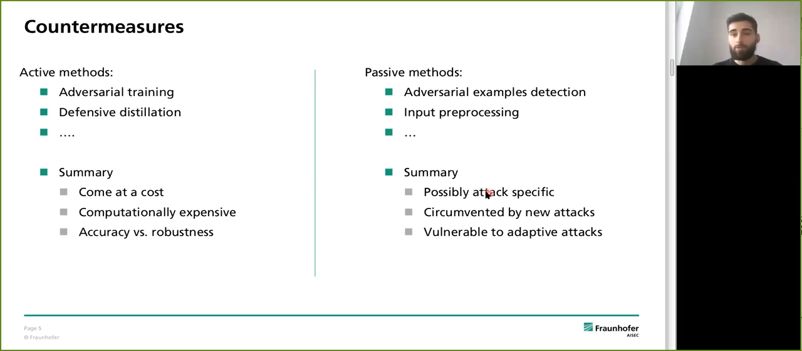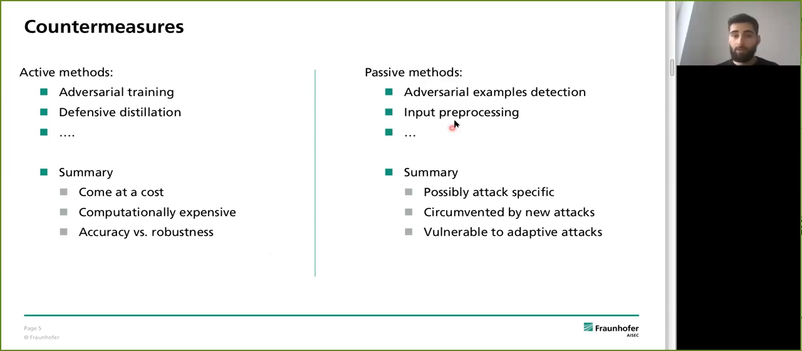So what about countermeasures? Here I listed a few examples. I divided the approaches in active and passive methods. On the left-hand side, the active methods, for example, adversarial training, which I will talk about later, or defensive distillation. Those always come at a cost. So there's a trade-off between accuracy and robustness. If we increase the robustness of our neural networks, we have to pay a price, which is usually the accuracy. So we suffer in accuracy here. The neural networks are more robust, but they cannot classify as well as they classified before.